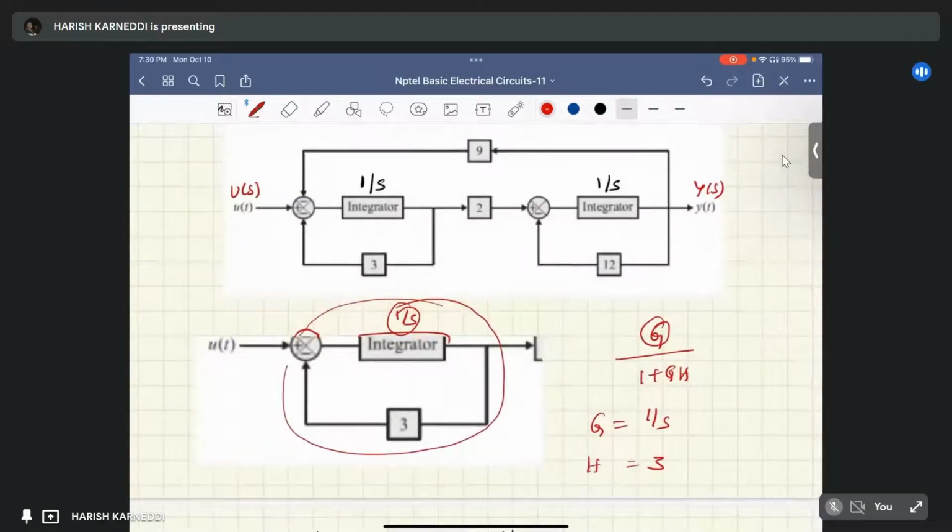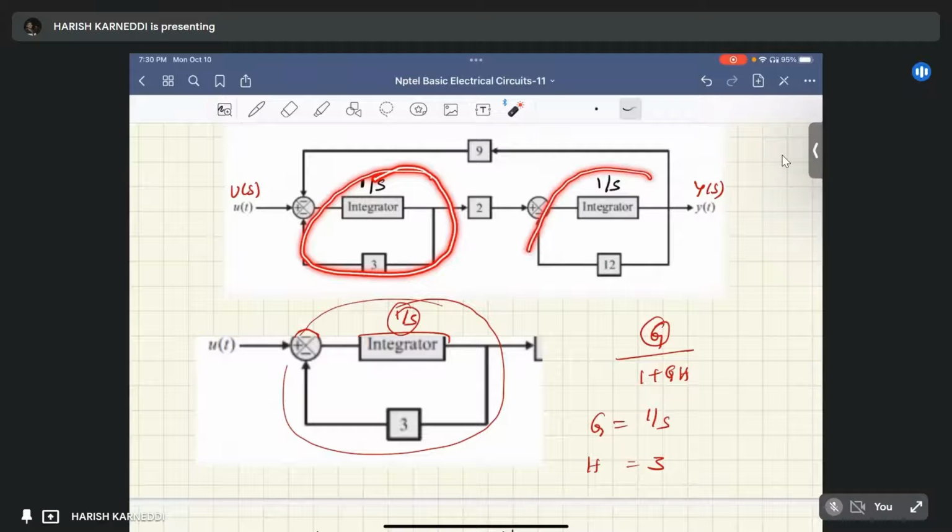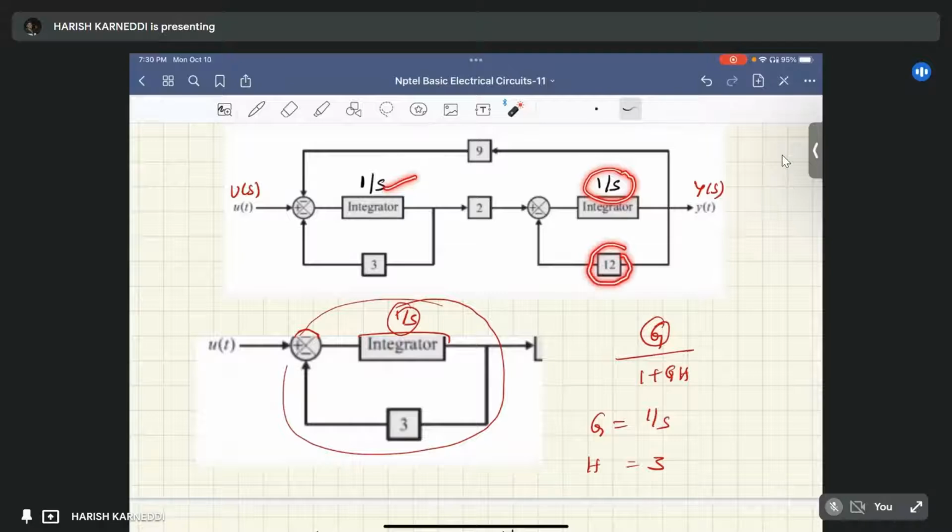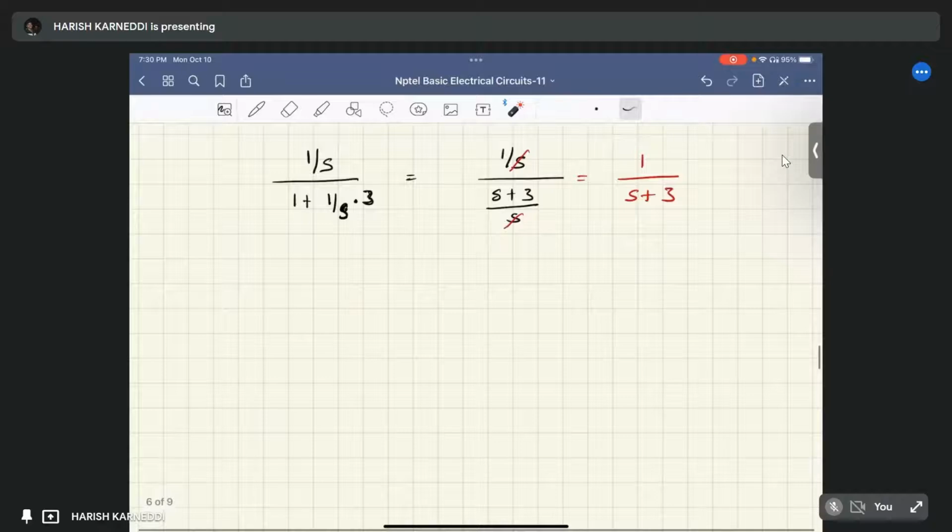This is the equivalent gain of this particular loop. Similarly, the same thing we can apply here also, right? Here, the forward path gain g remains the same, it is 1 by s, whereas the feedback path gain, that is h, equals 12. Means in the earlier case, g equals 1 by s, h equals 3.